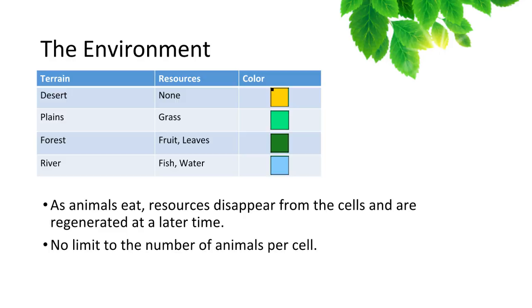A cell may contain resources. The type of resource is determined by the terrain, and there are no restrictions on the amount of each resource. Resources are dynamic. They disappear when animals consume them and regenerate over time.